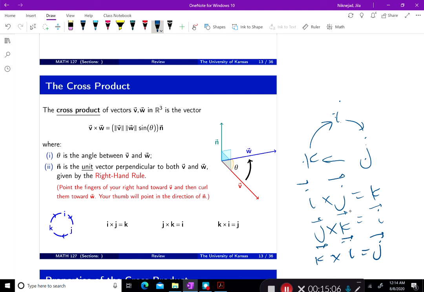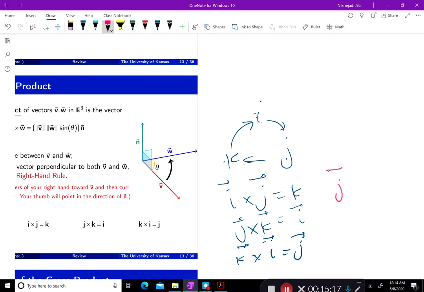If you change the order of any of these, the other side becomes negative. So instead of I cross J, if you go J cross I, then you get negative K. If you go K cross J, then it's negative I. And if you go I cross K, then it's negative J.